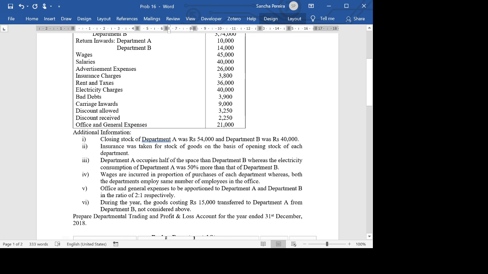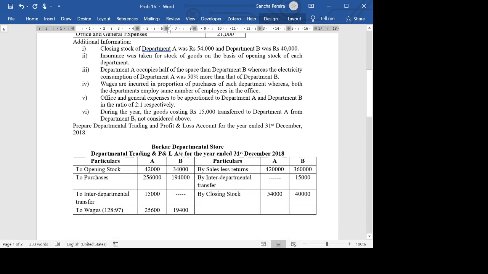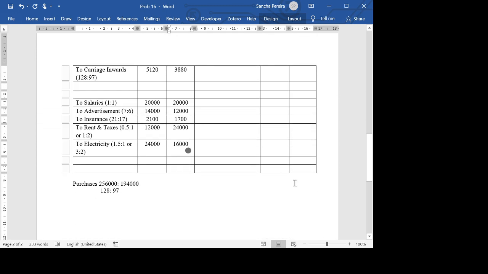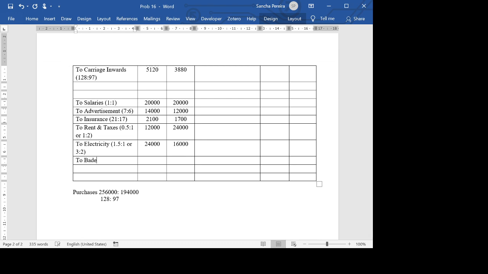Then there are bad debts. Nothing has been told to us about bad debts, so bad debts will be divided based on sales. The ratio for sales is 7 is to 6. If we divide in that ratio, we will get 2,100 and 1,800.